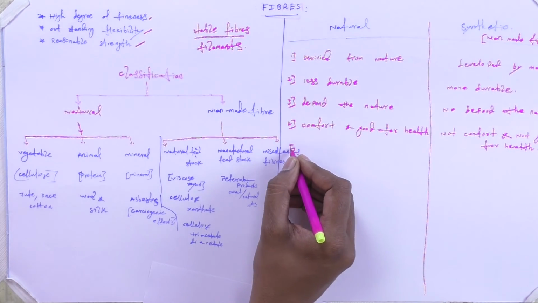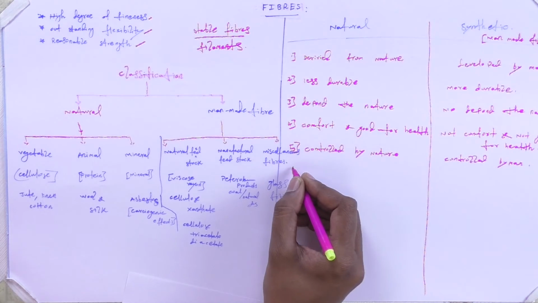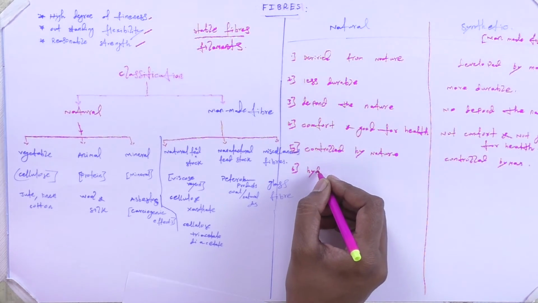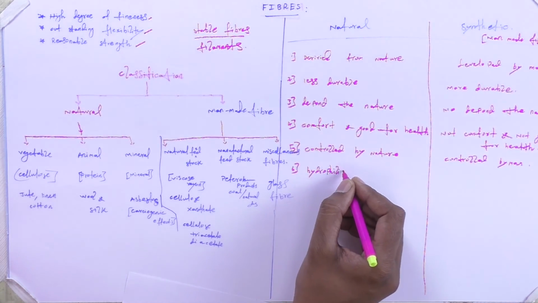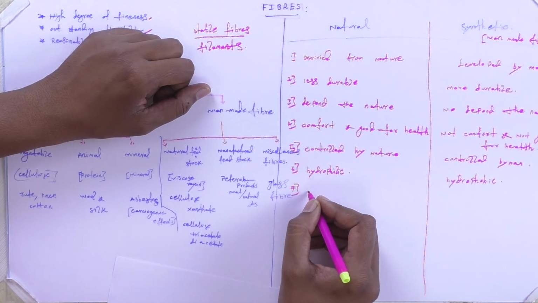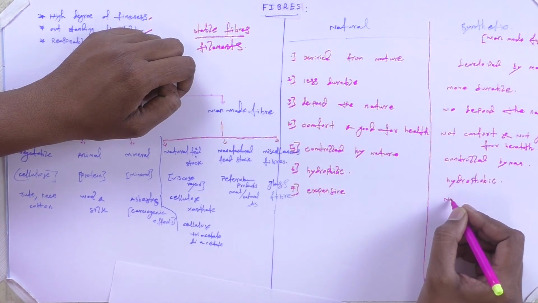The fifth point is natural fiber is controlled by nature. Synthetic fiber is totally controlled by man. And then the sixth point is natural fiber is hydrophilic. You know what is meant by hydrophilic, right? It is water loving, easily absorbs water. When we wear cotton fiber, it easily absorbs water. But a synthetic fiber like rayon or nylon, suppose we wear a nylon shirt, does not absorb water like cotton fiber. It is hydrophobic in nature. The seventh point is natural fiber is expensive. Cotton is very expensive, but nylon is not expensive.